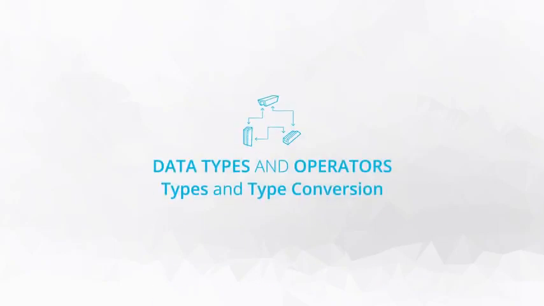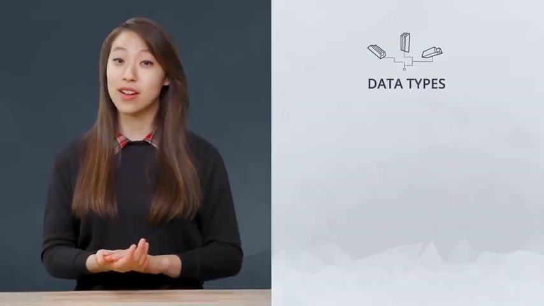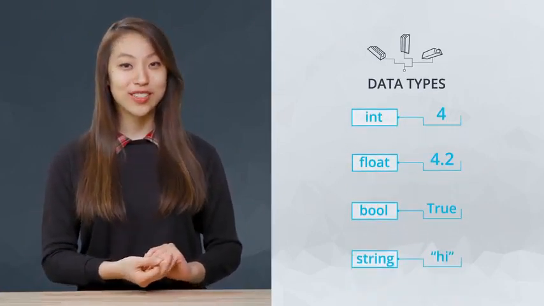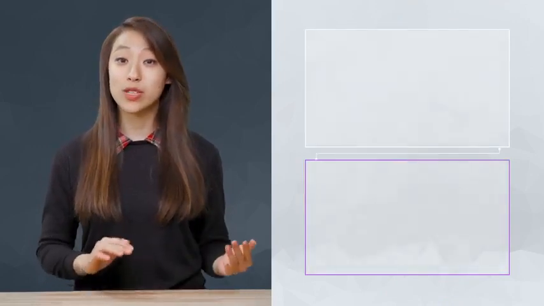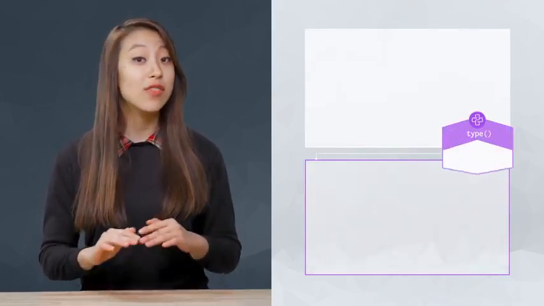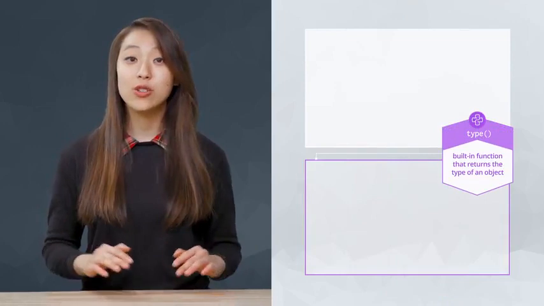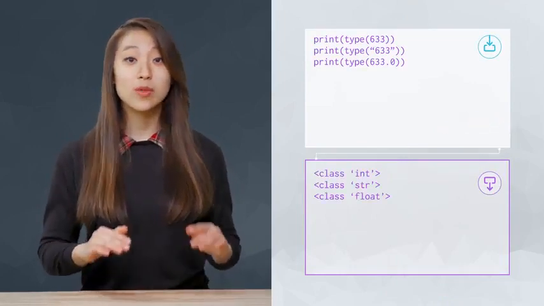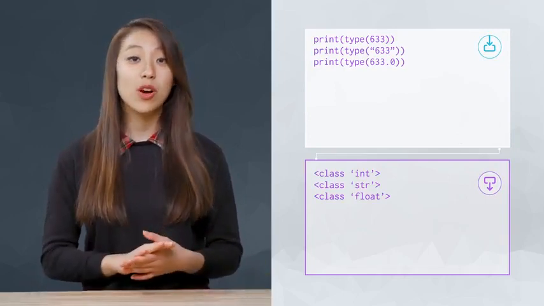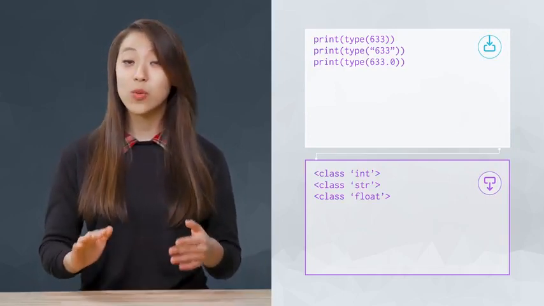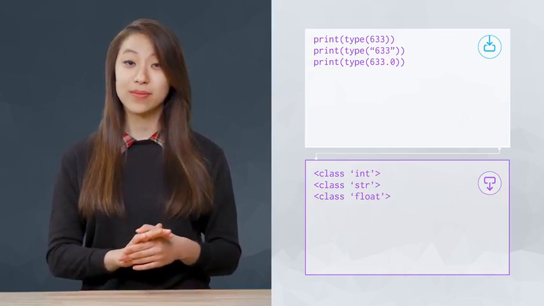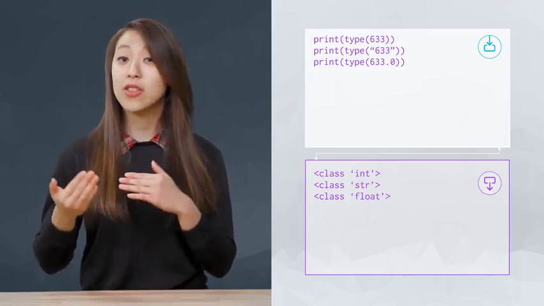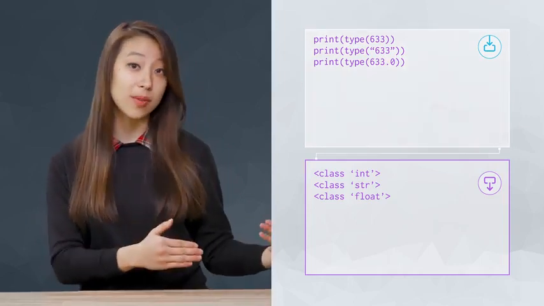Up until now, we've discussed 4 data types in Python: int, float, bool, and string. If you recall from a previous video, you can check the type of any object directly using the built-in function type. Using type, we can observe that the same number can be coded in different types, each with their own set of behaviors. As a side note, here we're calling a function print on the output of another function, type.